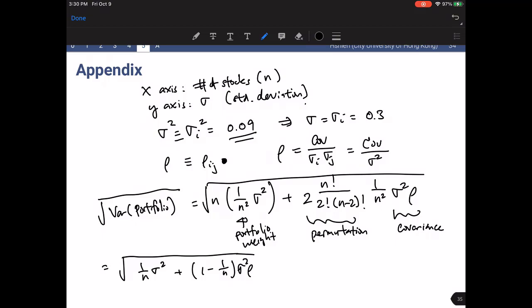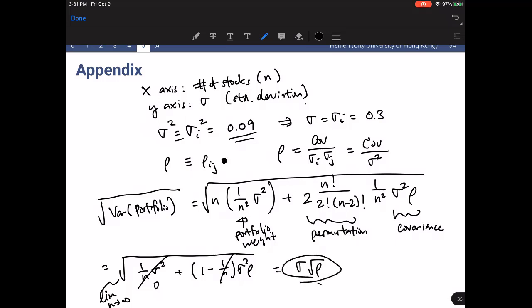And to demonstrate the power of diversification, let's just take n to infinity here. So we can take the limit as n goes to infinity. As you all know, as n goes to infinity, 1 over n will be 0. So this term goes away. And similarly, this term goes away. And at the end of the day, we will be left with sigma square root rho. Okay?